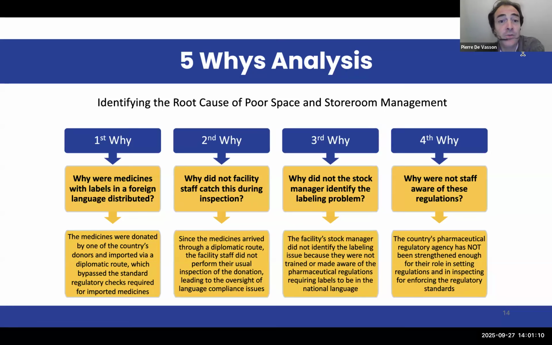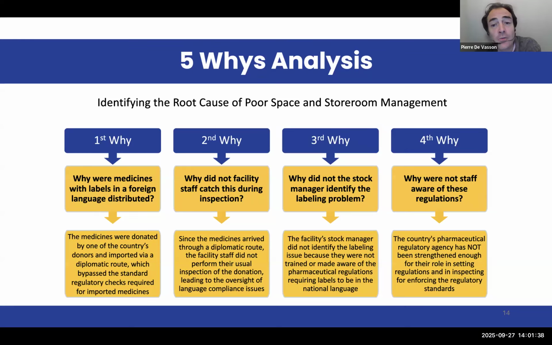Then we run into the third why. Why did the stock manager not identify the labeling problem? And the answer to that could be the facility stock manager did not identify the labeling issue because they were not trained and made aware of pharmaceutical regulation requiring labels to be in the national languages.